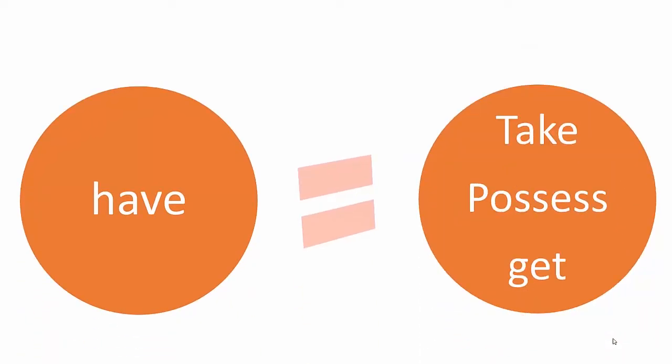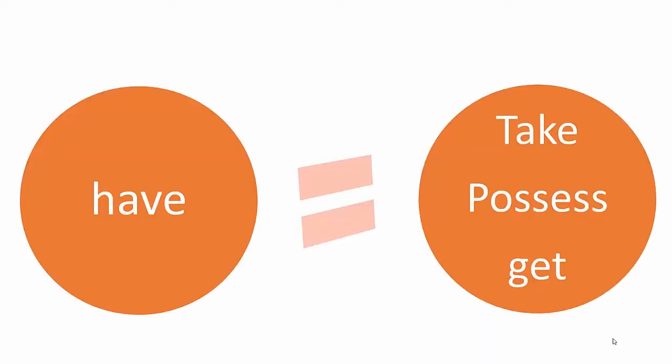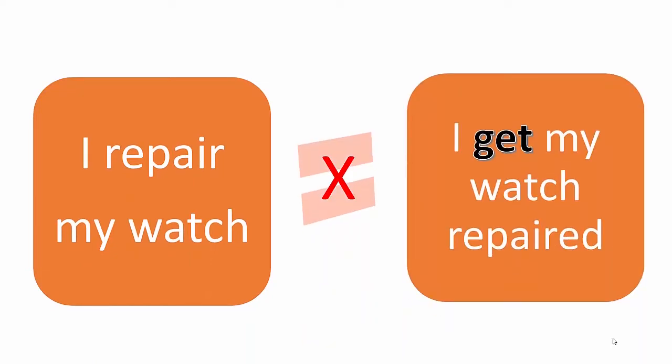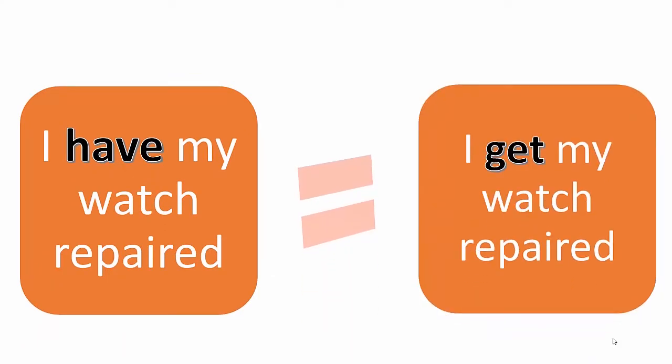Similarly, taking a few other examples, let us understand first. Have as a main verb is the same as take, possess, and get. I repair my watch. If you're able to do it yourself, say I repair my watch. Otherwise, say I get my watch repaired or I have my watch repaired as well. So I have my watch repaired is equal to I get my watch repaired.